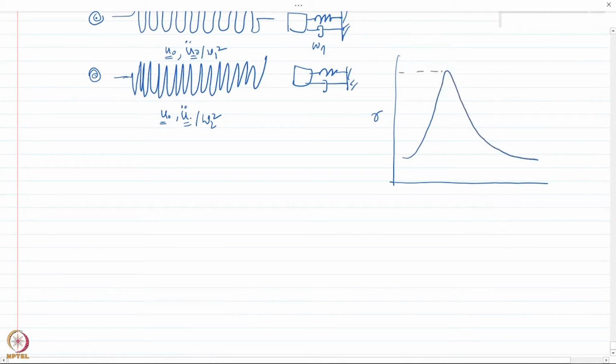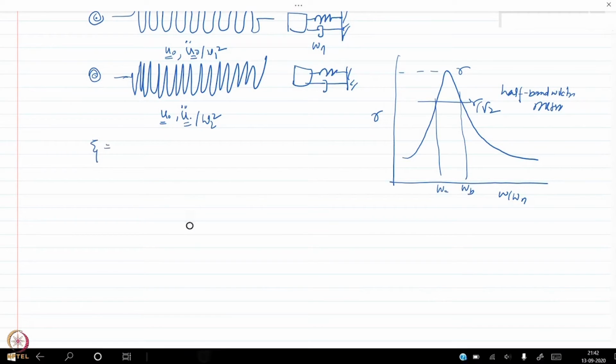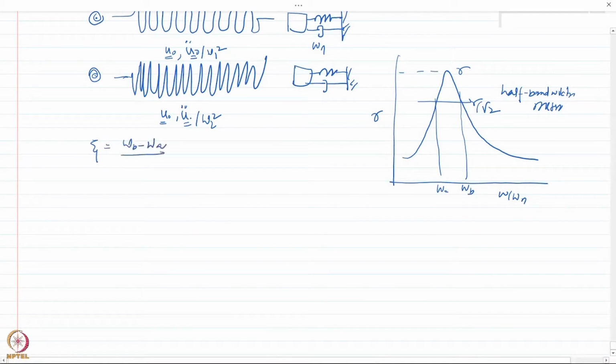Remember this is omega by omega n. Once the variation is obtained, then we can go ahead and use the half bandwidth method, where we apply R by root 2, and then this is, let us say, omega a and omega b. Using this method we can find out the damping. The formula you already know: omega b minus omega a over omega b plus omega a.